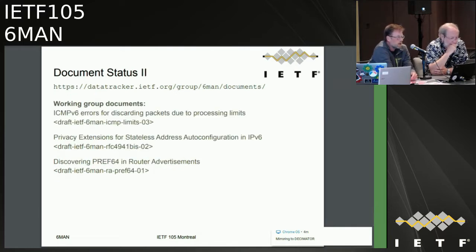Document status 2. We have three working group documents. We have the ICMP errors. It's on the agenda for today. We have the privacy extension update. That's in review. I think we have two reviewers, and we heard from one. So I'll follow up on that this week and post an update on the mailing list. And then we have discovering Pref64 or NAT64 prefixes in router advertisements, which is either on by the end of today or for Thursday.